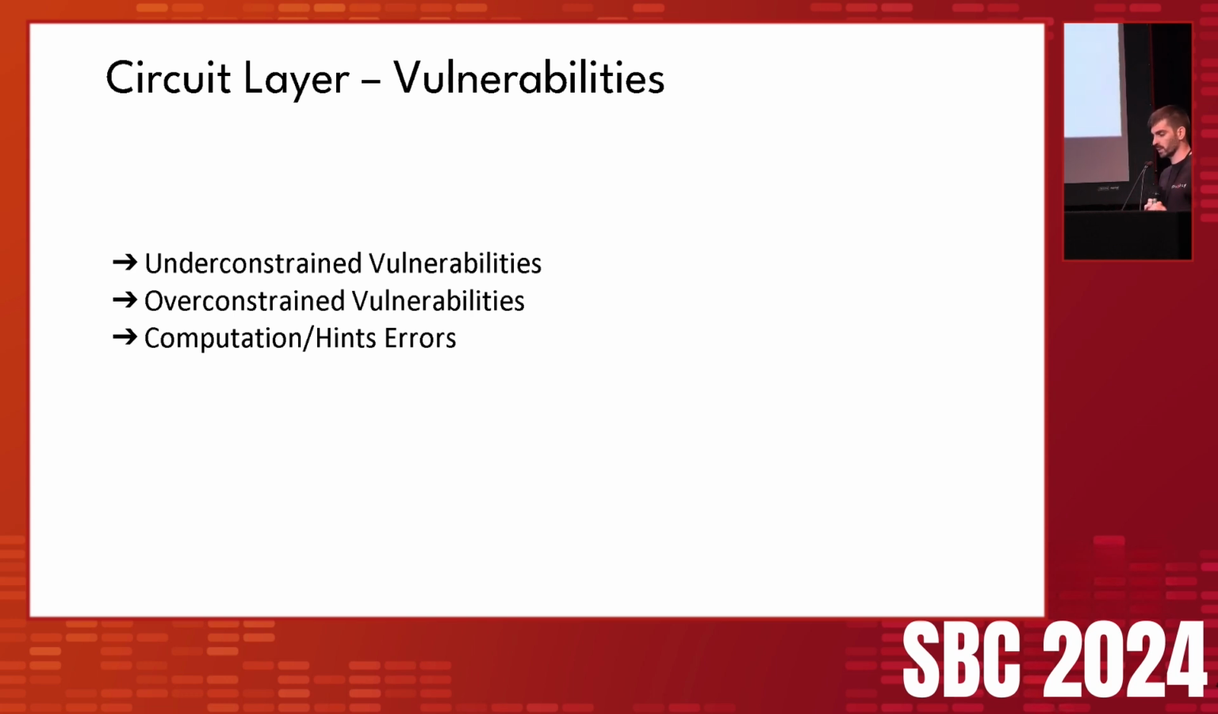Over-constrained vulnerabilities are not that common, but mainly lead to completeness bugs. And there could be computational and hints errors, which is more on the computational side. Our constraints might also be buggy in that case, but it's more about how we're performing the witness generation.